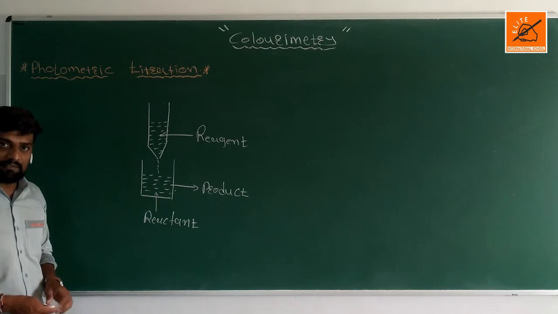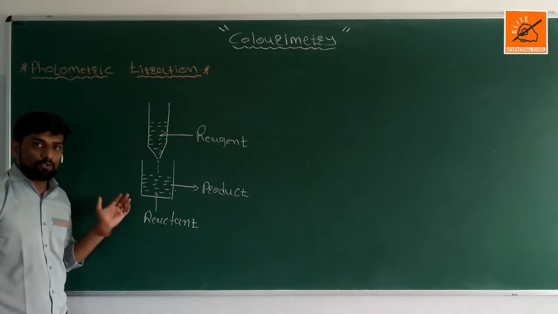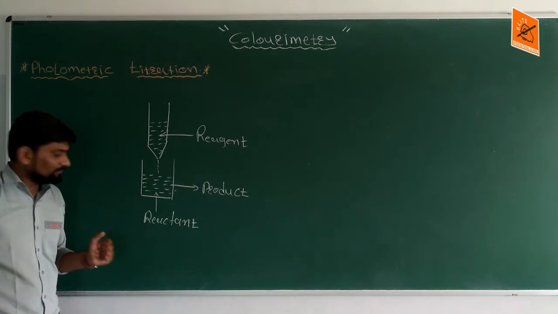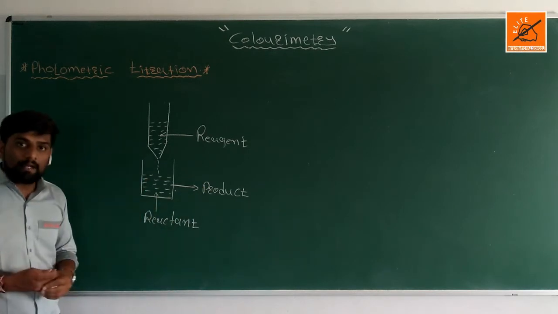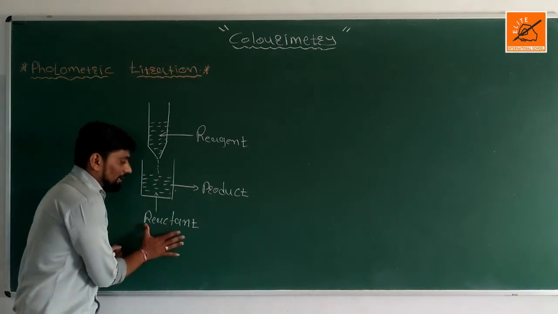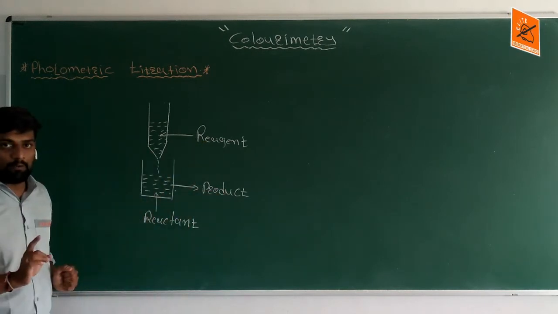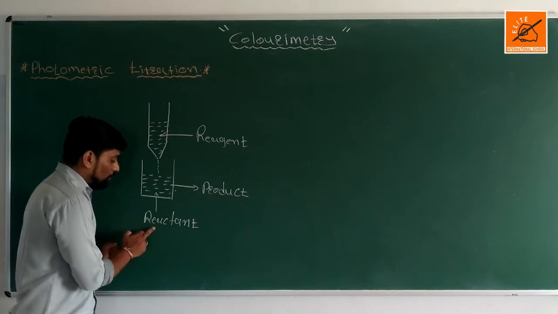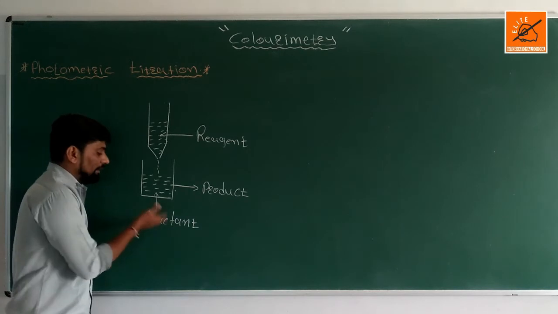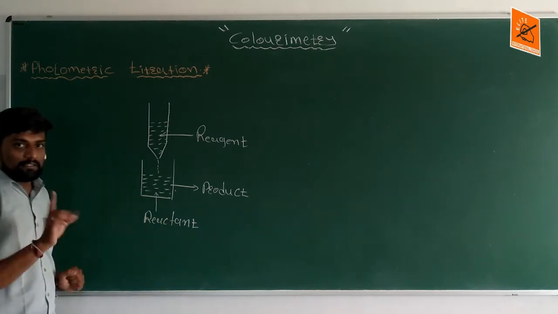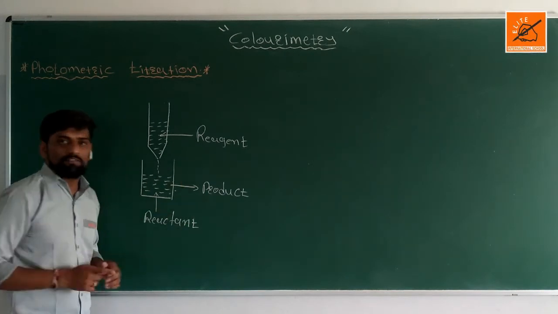So this is the titration in which the endpoint is determined by the measurement of absorbance of light. So what is the endpoint? When all the reactant converts into the product, it is known as the endpoint. It means all the reactant has reacted with the reagent and converted into the product. After the endpoint, no more reactant is available in the flask.